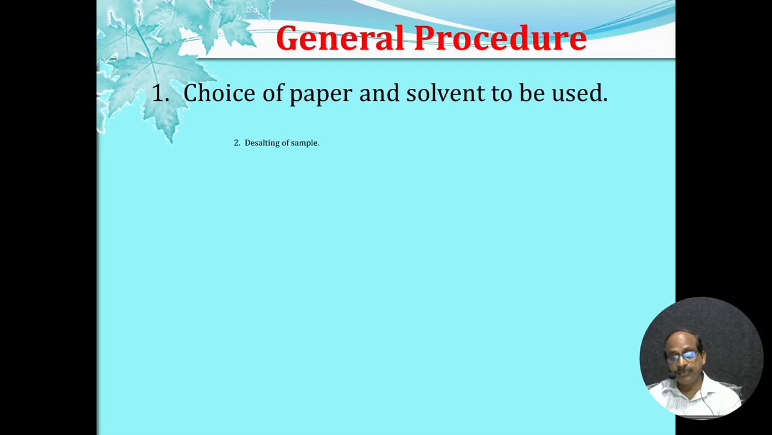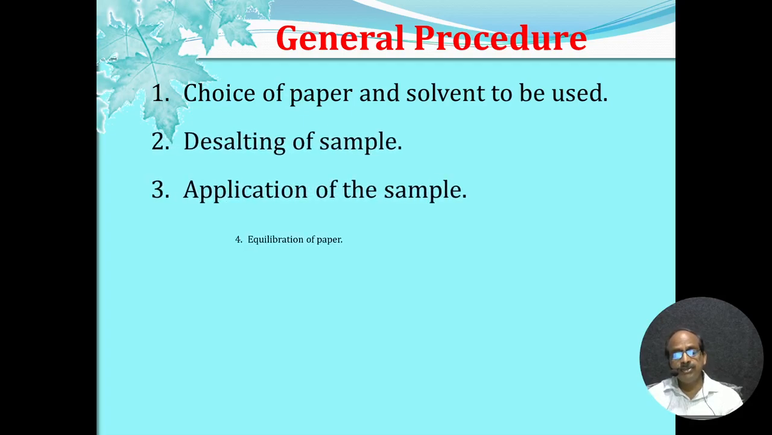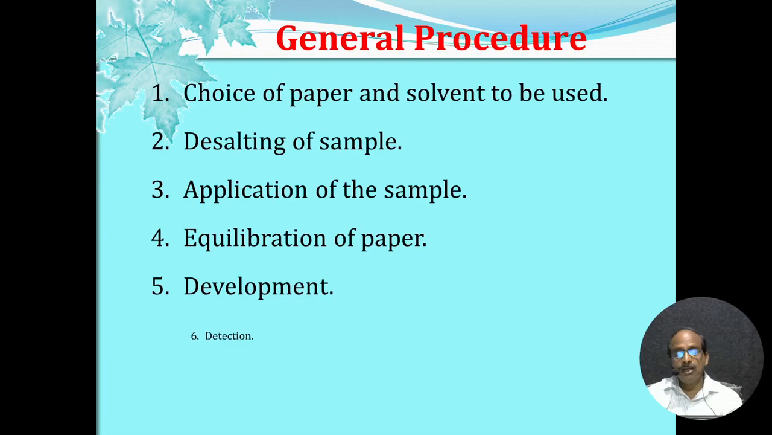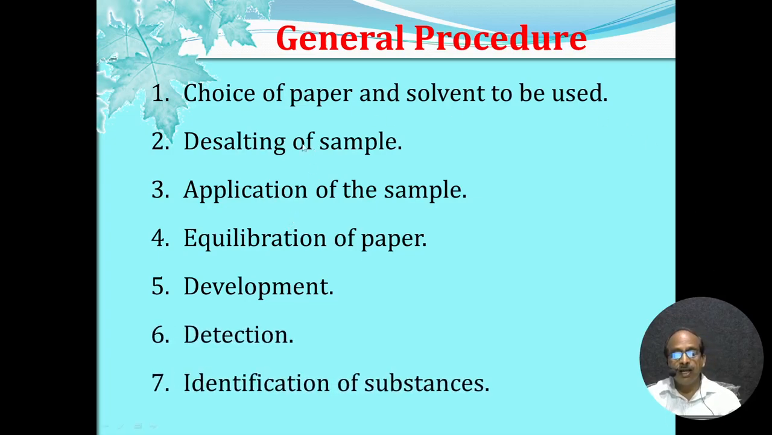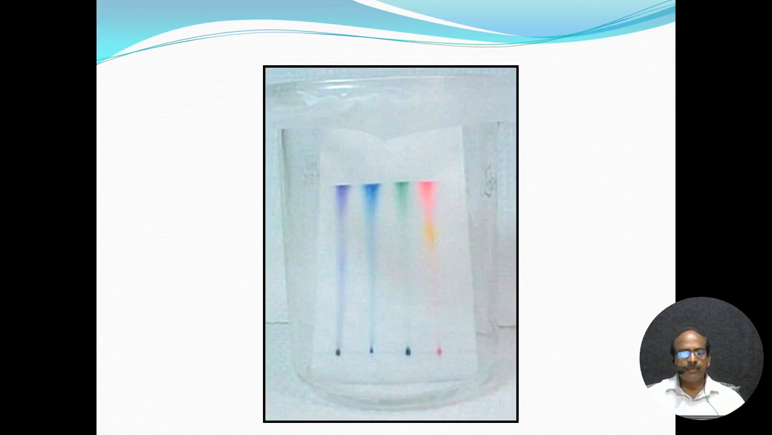What is the general procedure for that? We use the choice of filter paper, the solvent used, desalting of the sample, application of the sample, equilibration of the paper, development of the paper, and detection and identification of the substance. All seven parameters make up the general procedure for paper chromatography.